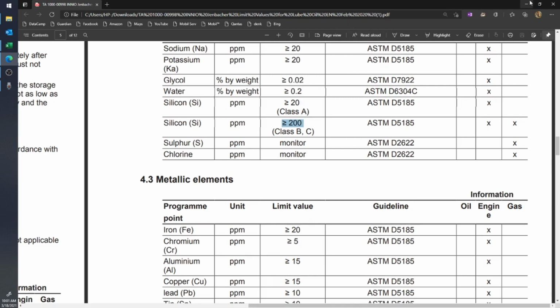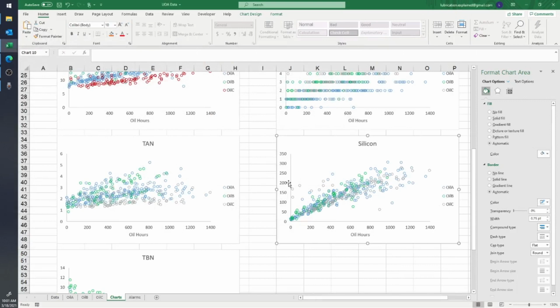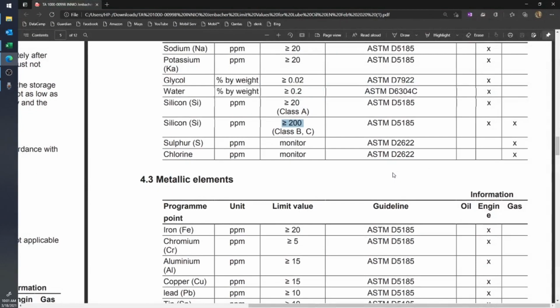Okay. So what you can see here is the limit of 200. And basically, as soon as they see a result that's above 200, they change the oil. Now that makes perfect sense for this site as to why they would do it. They are simply abiding by exactly what the OEM has stated. So if you see ICP silicon above 200, you must condemn the oil.